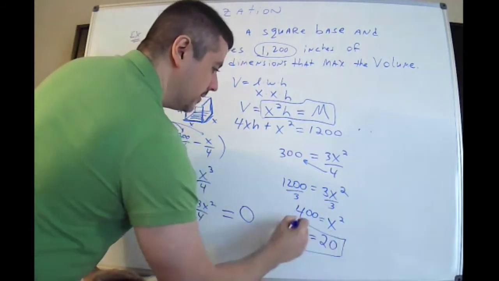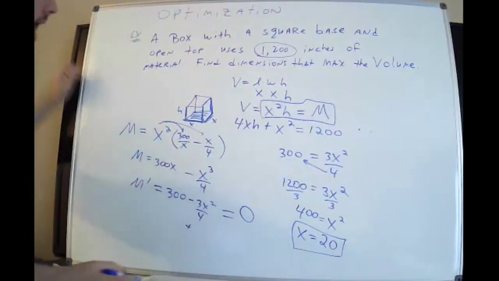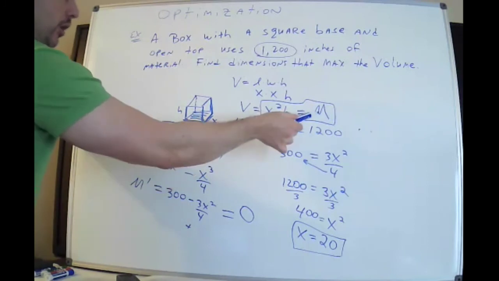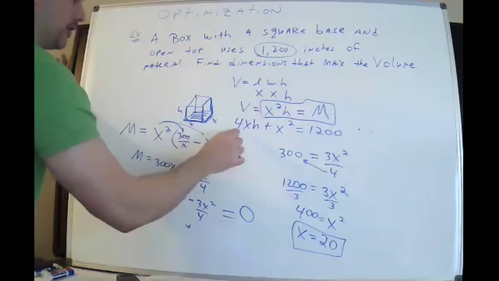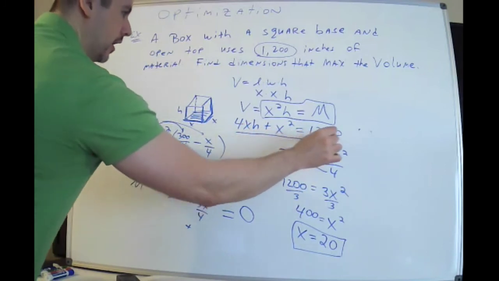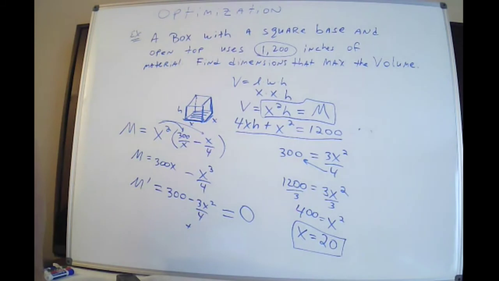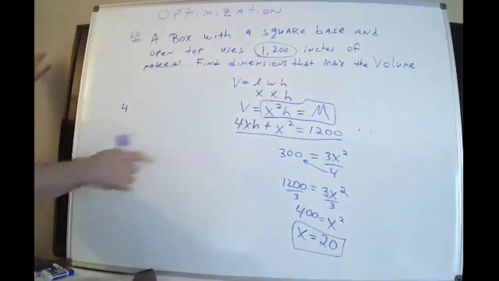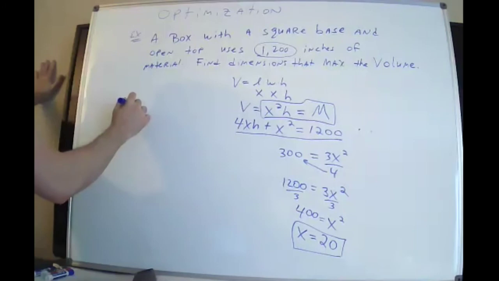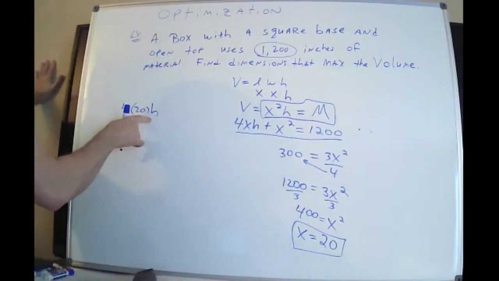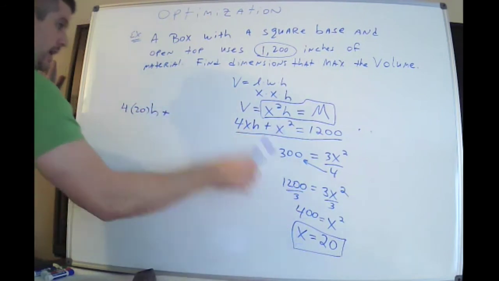I'm almost done, believe it or not. So I got X to be 20. You can't put it up here because you don't know what the volume is. You have to put the 20 here, unfortunately. So again, for space, I'm going to have to erase this, and I'm going to figure out what the H is over where I erase. Here we go. I'm going to write the formula again with what X is. X is 20. H, I don't know. X is 20.